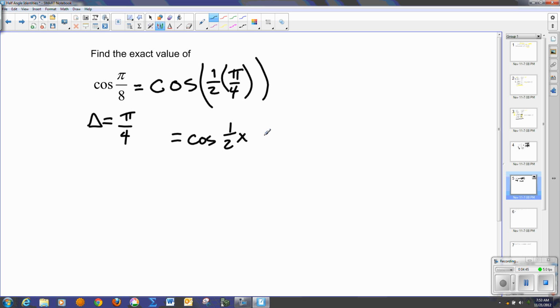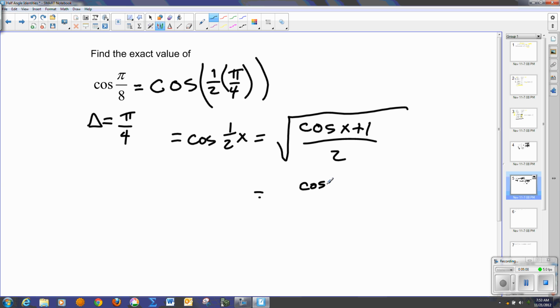of half x is equal to the square root of cosine of x plus 1 over 2. x in this case, or delta, doesn't matter, it's just a variable, is pi over 4. So I'm going to substitute back in. That's the cosine of pi over 4 plus 1 all over 2.